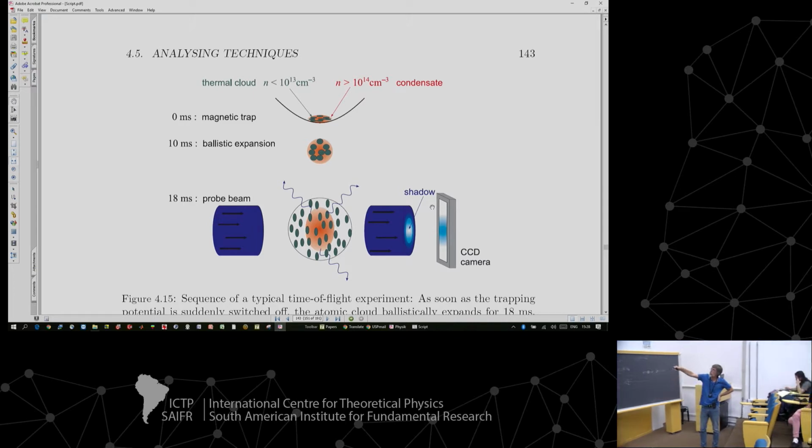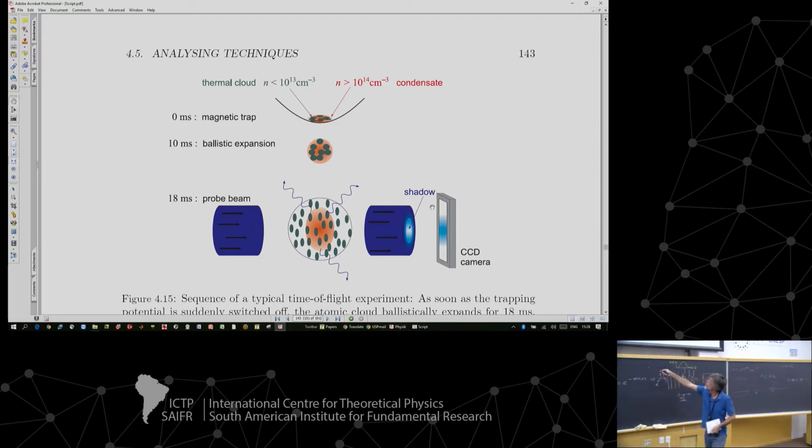Okay. This is not the case for a Bose-Einstein condensate, which is described by a single wave function. So it just flips its asymmetry from one direction to the other direction. And this is how you can identify a condensate, because it changes the aspect ratio while the thermal cloud does not.